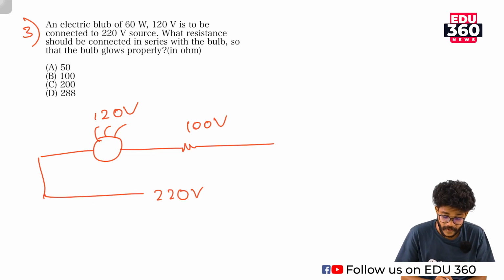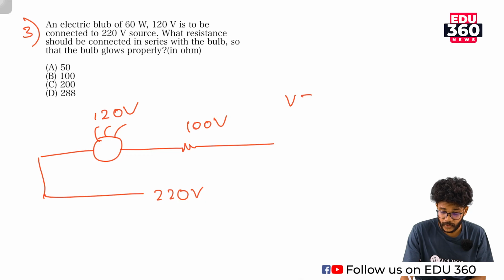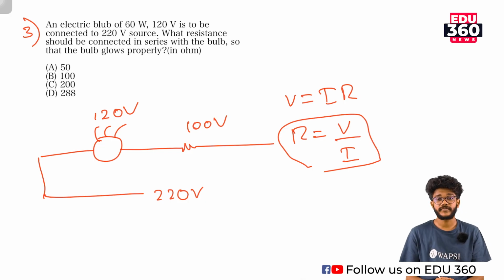Actually we want to find what? The resistance value of the resistance. So we know that V is equal to IR. So R is equal to V by I. V is given as 100 volt. What is I? They don't give the value of current.